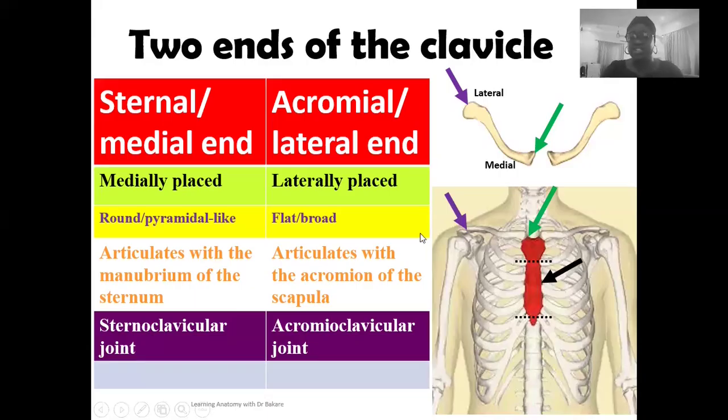What if you go more laterally? We say that the acromial end that is located at this lateral region articulates with the acromion of the scapula. This is where we have the scapula here, arrowed in black. The scapula is located at the posterior lateral region of the trunk, and it is located at this region that is arrowed at this point. It is on the scapula that we have the acromion.